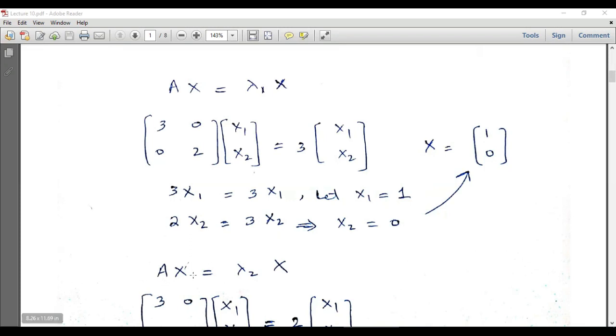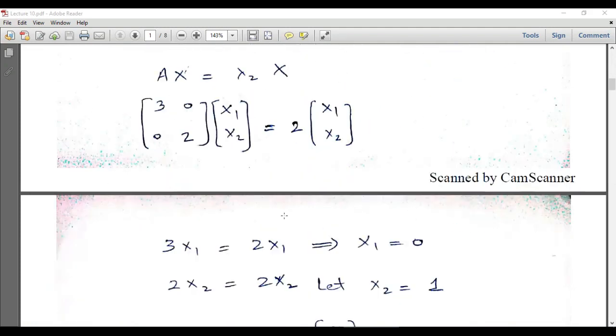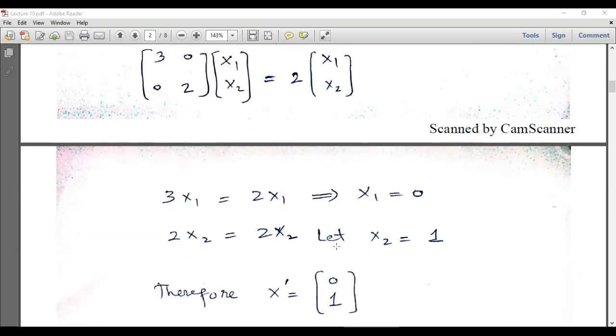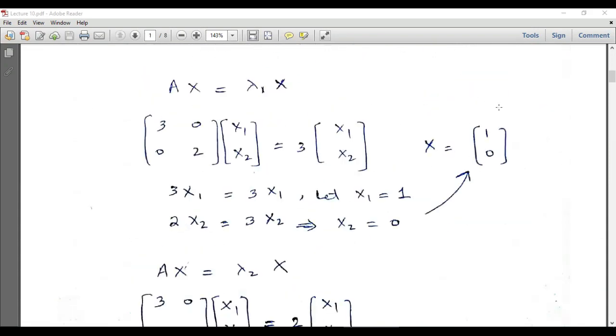Now let's evaluate the second eigenvector, and we have to write Ax equal to lambda 2 x. Let's write this equation in matrix form, and then we can establish two equations. The first equation is 3x1 equal to 2x1, so x1 equal to 0, and 2x2 equal to 2x2. So again, in this case, x2 will be equal to 1. So the second eigenvector will be x1, x2, which is equal to 0, 1. And we can establish the matrix of two eigenvectors. The first eigenvector is 1, 0, the second eigenvector is 0, 1.